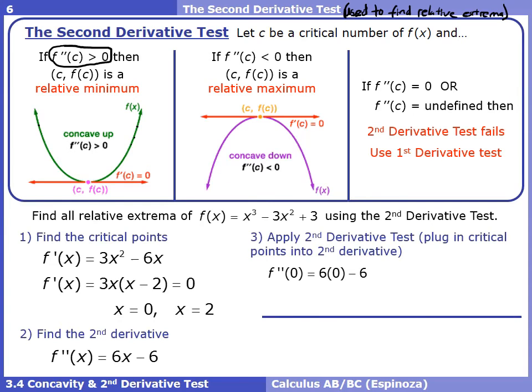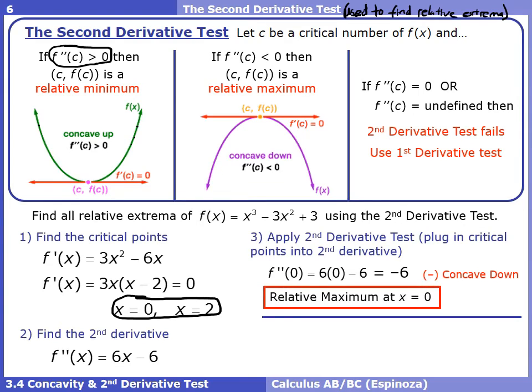When we plug in 0 into our second derivative, we'll get negative 6. What can we conclude from that? Well, since our second derivative is negative, we know the graph is concave down. But please keep in mind, these 2 points here aren't just any old random points that we're picking. Those are critical points. And since that's a critical point and our graph is concave down, we know that we have a relative maximum at that point, which is x equals 0.